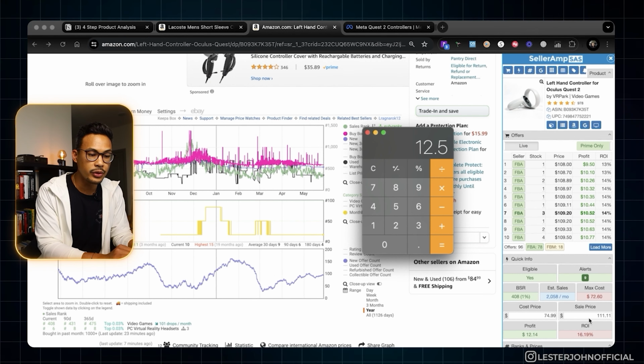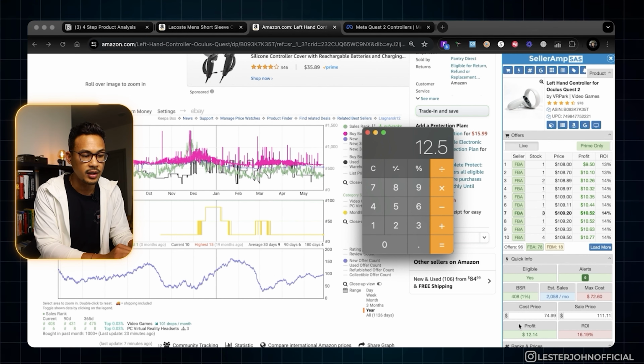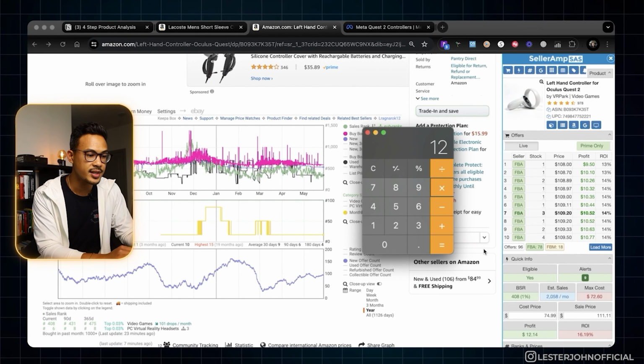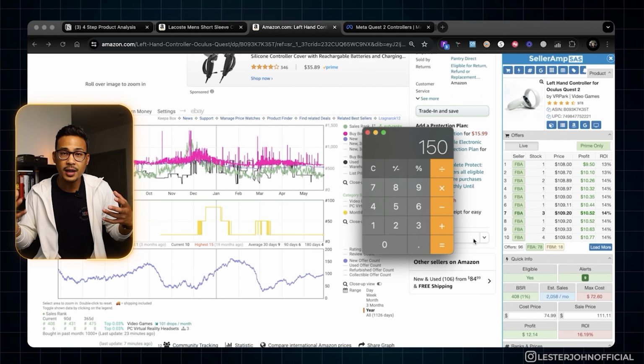And if you go through this buy cost here at $12 profit, let's go ahead and multiply by 12, because that is the profit we have here at Seller Amp based on the sale price and buy cost. We're going to make about $150 per month, right? Again, this is just rough estimates that we're using as our analysis here.